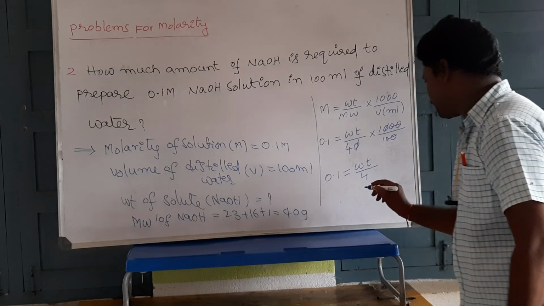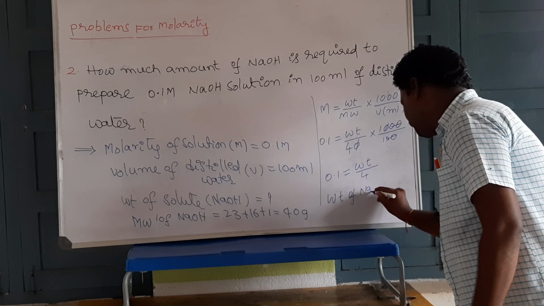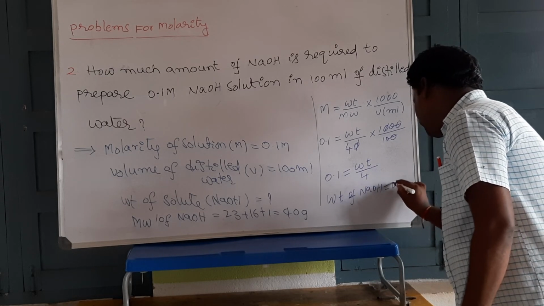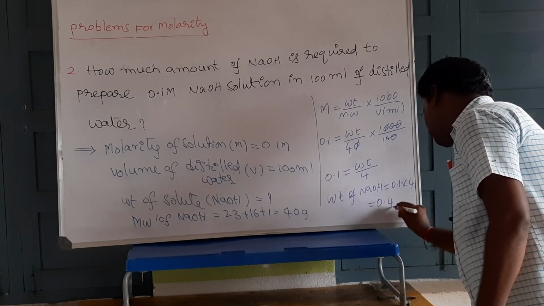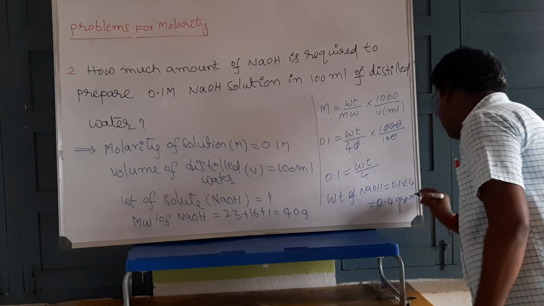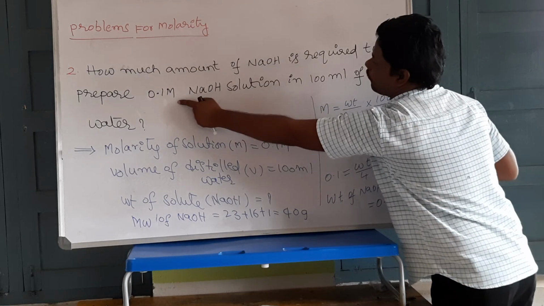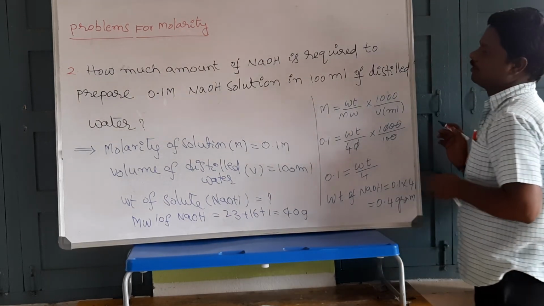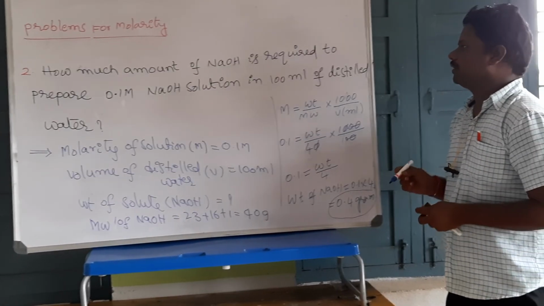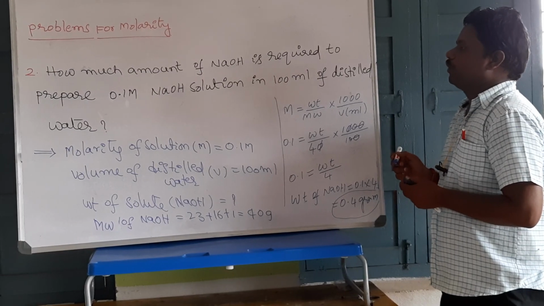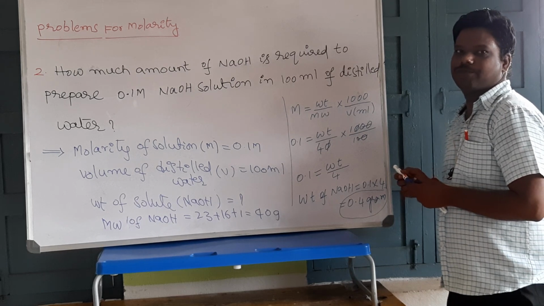Now we have to do the cross multiplication here. Weight of NaOH is equal to 0.1 into 4, that is 0.4 grams. So 0.4 grams of NaOH is required to prepare the 0.1 molarity NaOH solution in 100 ml of distilled water. So this much weight of solute is required to prepare 0.1 molarity NaOH solution in 100 ml distilled water. Do you understand, boys? Okay.